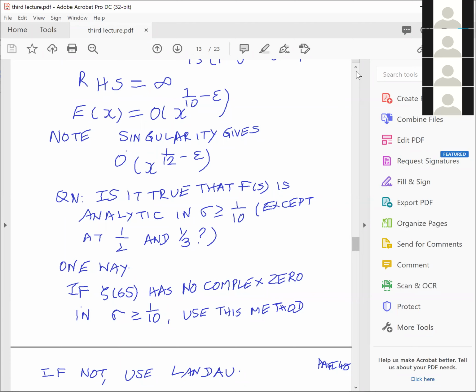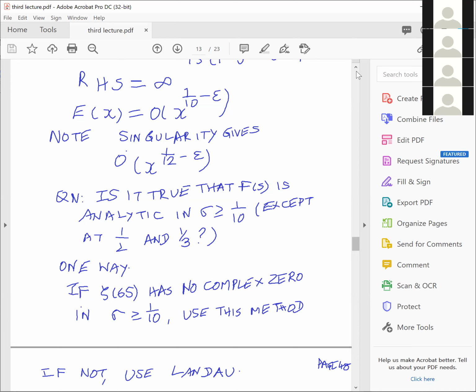The one case is that zeta 6s has no complex zeros to the right of 1 over 10. Suppose you assume that. Then you have no problem. You can move and use this idea, and then you can get an omega result, because I am assuming there are no complex zeros to the right of 1 over 10. But what happens if there are complex zeros to the right of 1 over 10? Then go back to Landau. I already have a zero to the right of 1 over 10, and therefore that gives you omega of x power 1 over 10 minus epsilon.